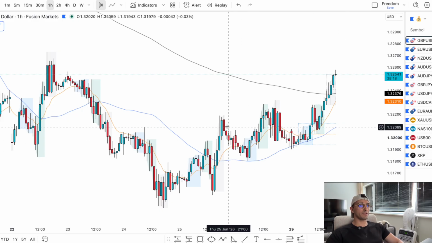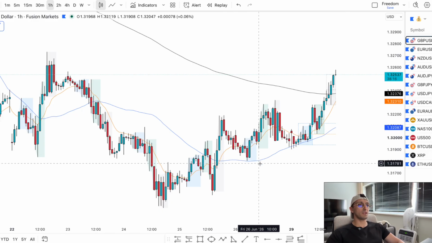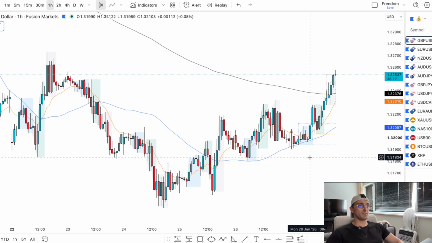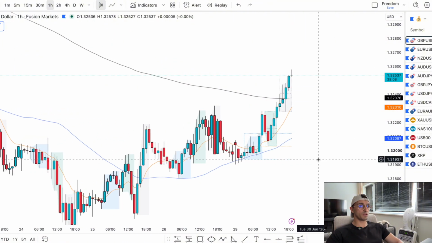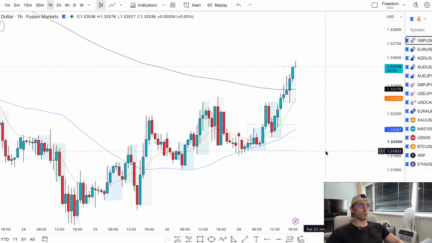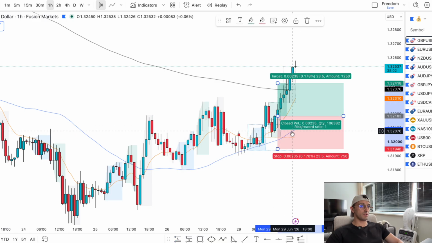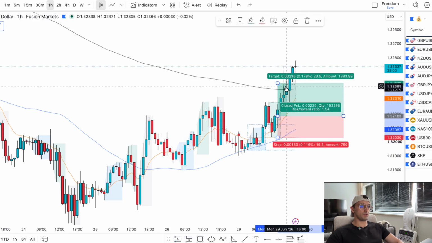In order to buy and sell, we can have different positions. So for example, we can make a long position when the price is going up, or we can make a short position when the price is going down.